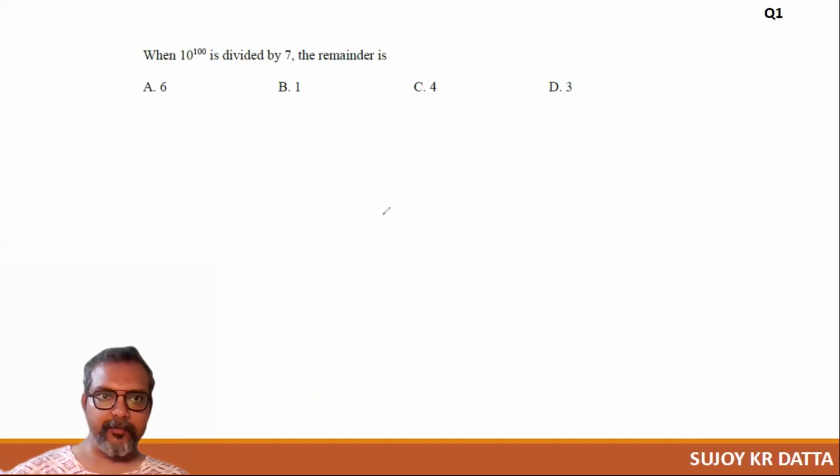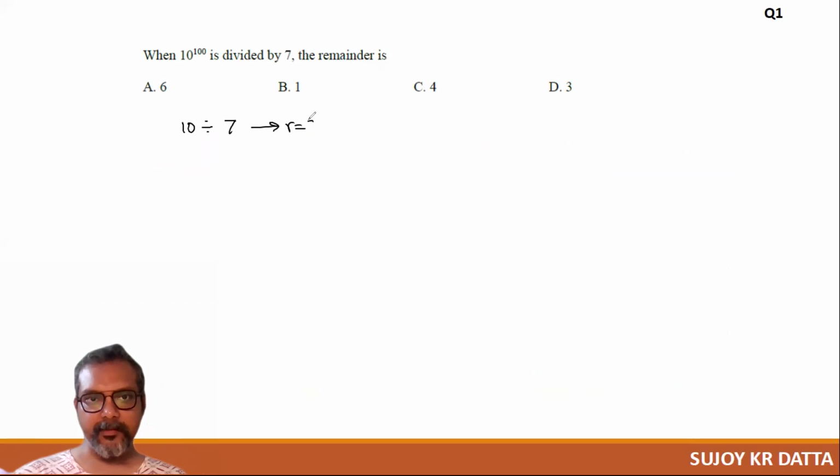This one is saying when 10 raised to the power 100 is divided by 7, find the remainder. Without getting into Euler's theorem and other stuff, let's do it the simple way. 10 divided by 7, we know the remainder is 3. So 10 raised to the power 100, the remainder will be just 3 raised to the power 100, which is a big number again. So we'll have to split it further in order to check the actual remainder.